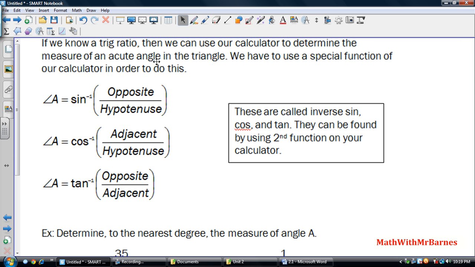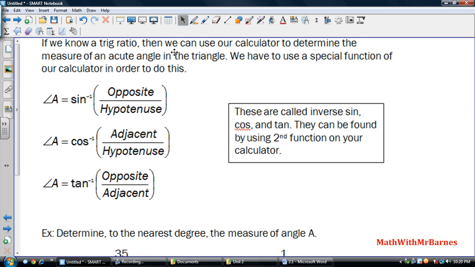If you look on your calculator and you see sine, cos, tan written there, if you look above each one of those, you'll see sine, cos, and tan all with a little -1. What that -1 means is they are inverse functions. So inverse sine, cos, and tan are used to find angles. So they're special functions, alright? They're used to find angles only.